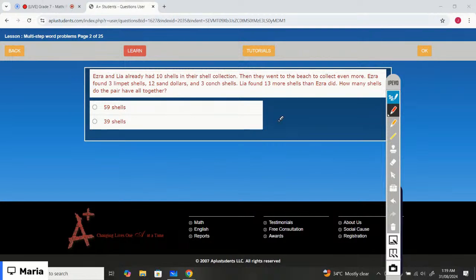Okay, they already have 10, right? Now, when they went, Ezra found 3 limpet shells, 12 sand dollars, and 3 conch shells. So that means she has 12, 13, 14, 15, 16, 17, 18. These are the shells Ezra found. And Leah found 13 more shells than Ezra. So 13 more means she has 18 plus 13.